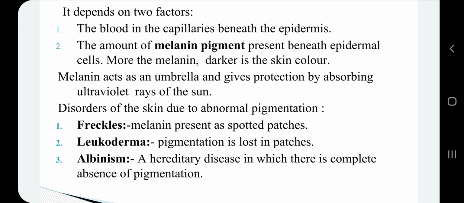So in this video, we discussed the 5 layers of the epidermis. The lowermost is Stratum Basale, which is also called Stratum Germinativum. Then above it, Stratum Spinosum. Then above it, Stratum Granulosum. Then Stratum Lucidum, and the outermost is made up of dead cells called Stratum Corneum, which is shed at intervals also. Then we discussed the color of the skin, which is dependent on 2 factors, that is blood present in the capillaries beneath the epidermis and the amount of melanin pigment present in the skin, and then the disorders of the skin due to abnormal pigmentation.